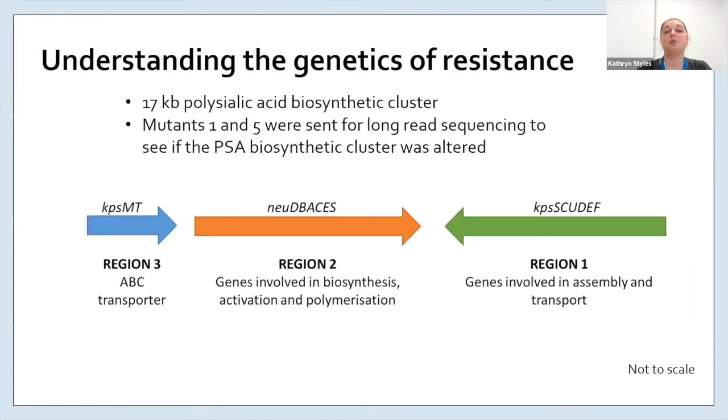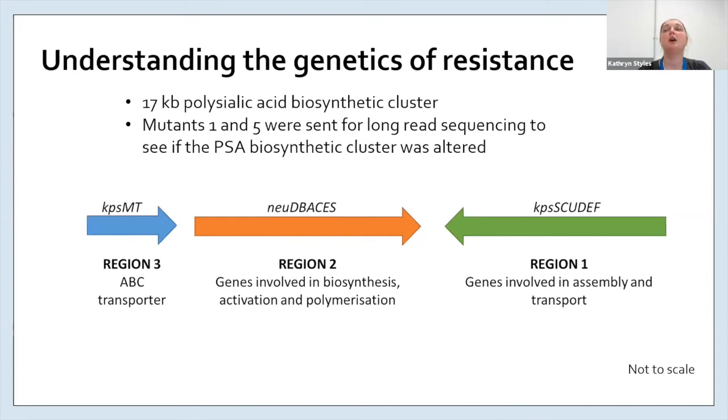So following on from this, we wanted to understand the genetics behind this, to prove that our ideas that it was reversible were correct. The polysialic acid biosynthetic gene cluster is a 17 kilobase cluster. It's split into 3 regions. Regions 1 and 3 are both the KPS genes, and they're involved in assembly and transport of the polysialic acid. Region 2 is involved in biosynthesis, activation and polymerization of the polysialic acid. And we were expecting that there would potentially be a change somewhere in this.